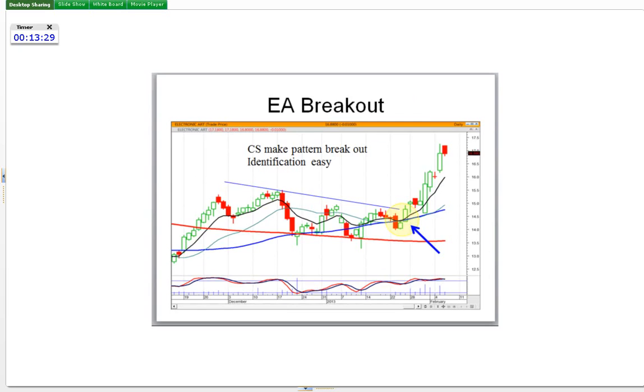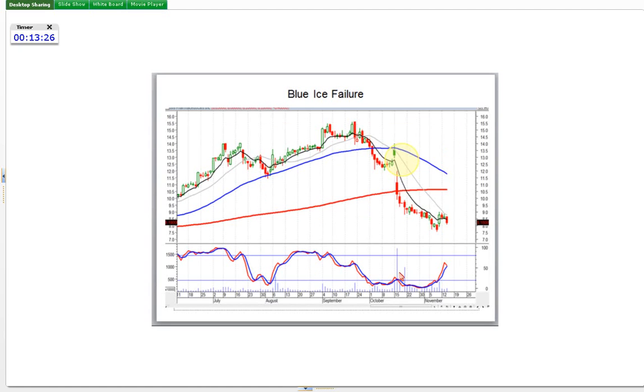The bigger the signal, we also have what we call a double doji. This is an indecisive pullback. If it opens positive the next day, it's still going to continue the uptrend.